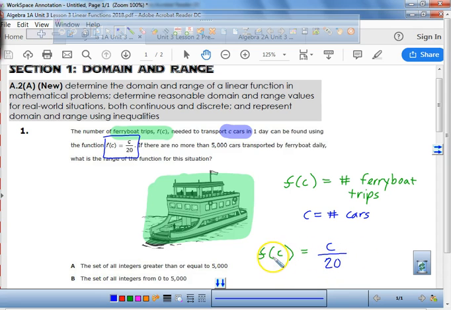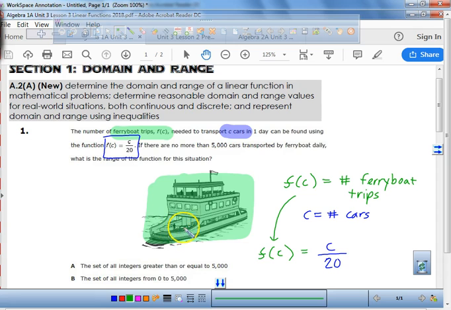And by the way, what is F of C equal? The number of ferry boat trips. C is the number of cars. F of C is the number of ferry boat trips. So how many cars do you think can fit on a ferry boat at one time? What's the maximum that fits on the ferry boat at one time? 20. That's how many cars can fit on this ferry boat.